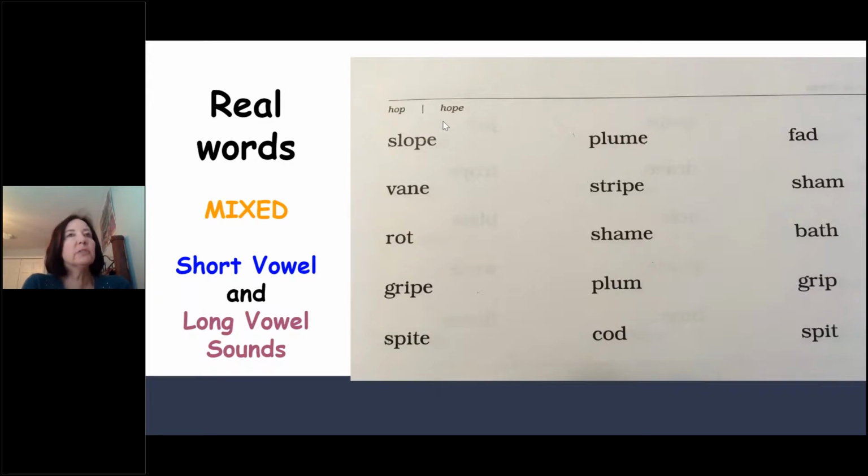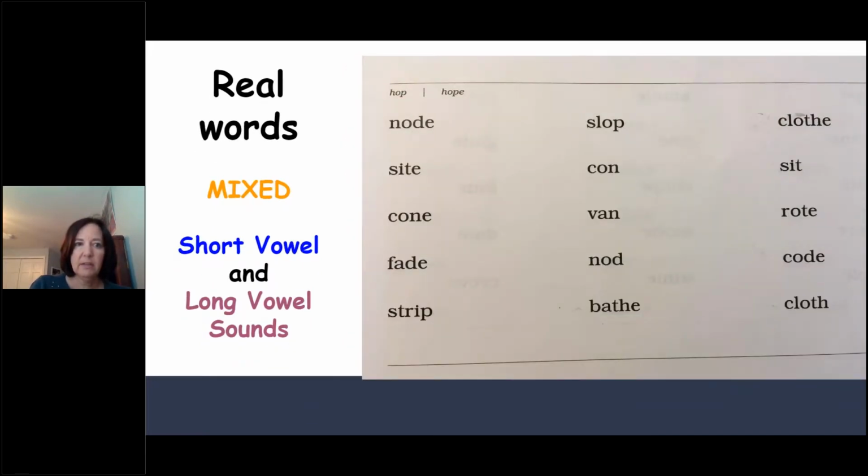Again, these are real words, so your brain has some of them memorized most likely. So after you practice, I'm not going to read these words out loud. Do the best you can. Go ahead, pause the video and practice. The video's turned back on now. Here's another set of real words that are mixed, the short and the long vowel sound. Go ahead and pause the video and practice these.